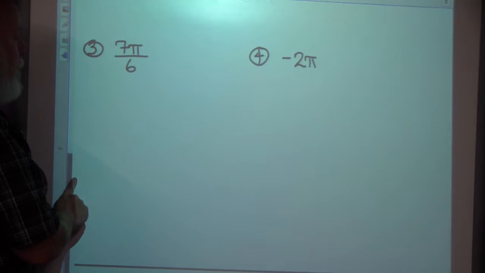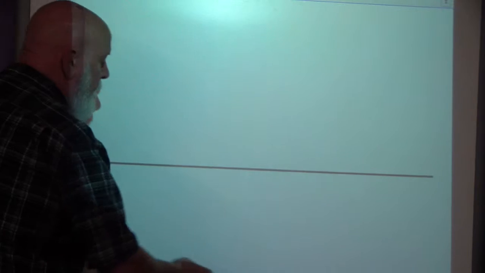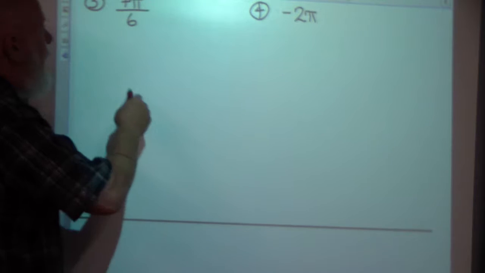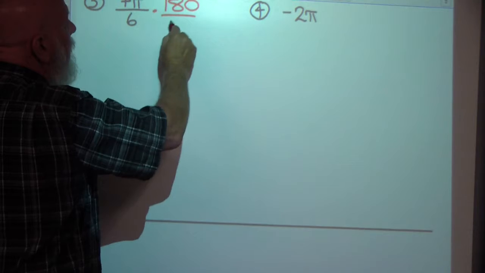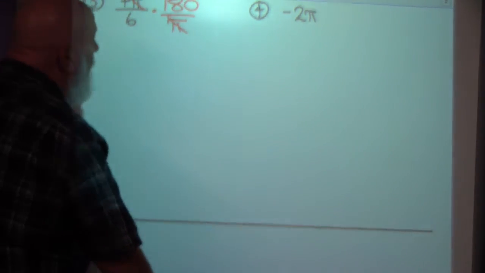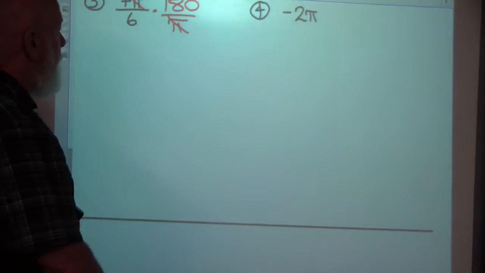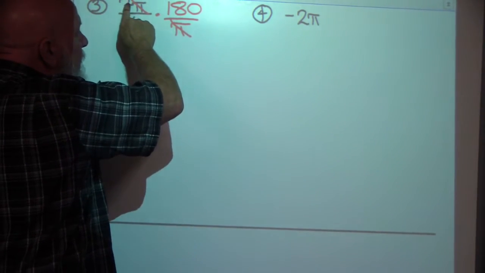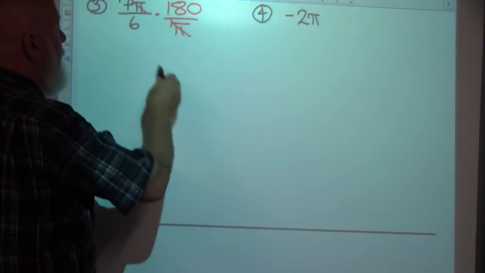Let's take a look at a couple more. All the same thing. Pretty straightforward stuff. You're given an angle in radian measure. You want to convert it to degrees. These cancel. 180 divided by 6 is 30. And 7 times 30 is 210, if I'm thinking correctly.